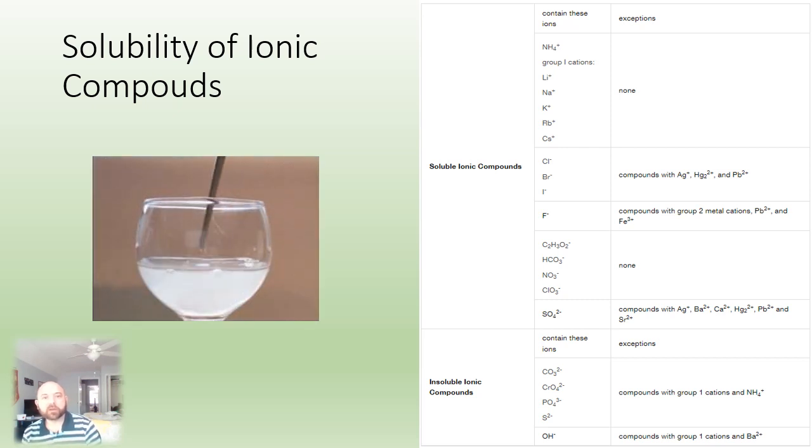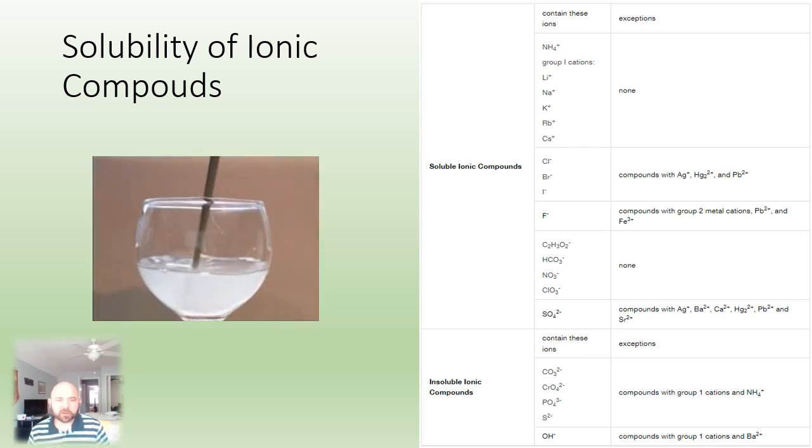We also see that anything containing chlorides, bromides, and iodides, for the most part, is soluble, but there are some exceptions. Any of these combinations with silver or mercury or lead are insoluble, meaning they will not dissolve in water. For instance, silver chloride does not dissolve in water. It is an insoluble compound. The same would go for silver bromide and silver iodide, also mercury 2 chloride, mercury 2 bromide, as well as lead 2 chloride, lead 2 bromide.